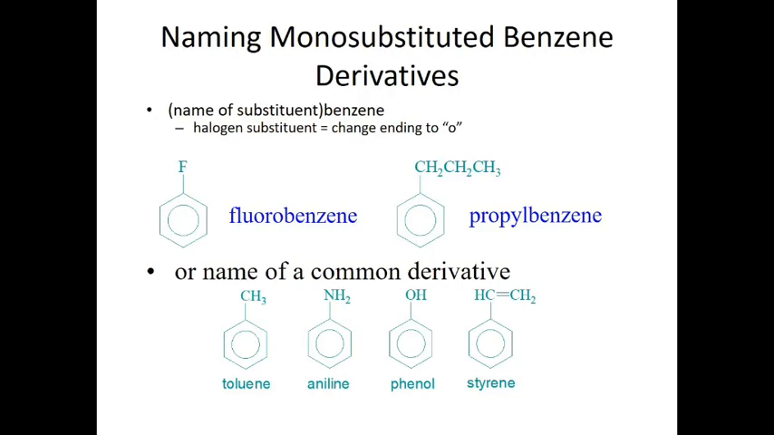So if we put a fluorine atom on benzene, we call it what? Fluorobenzene. We put a propyl group on benzene, we call it what? Propylbenzene. That's pretty easy. So that all seems fine and dandy. Now you might think that this should be called methylbenzene. And that would be a very proper thing to call it. But for the fact that it was known as toluene before people knew that it was in fact methylbenzene.